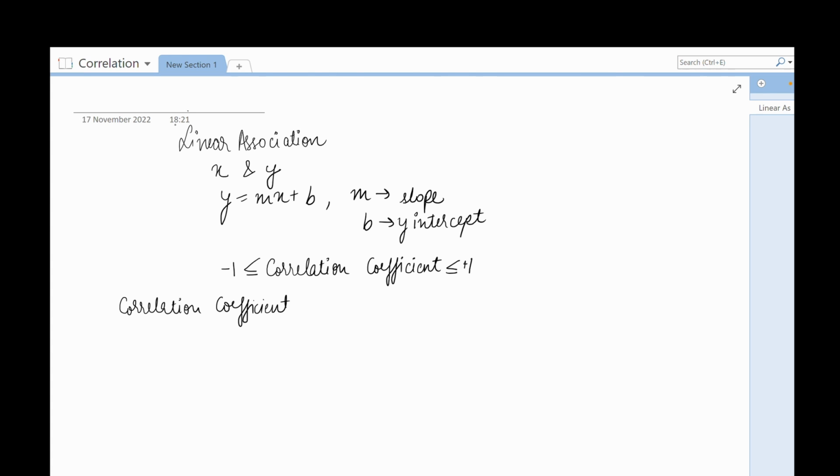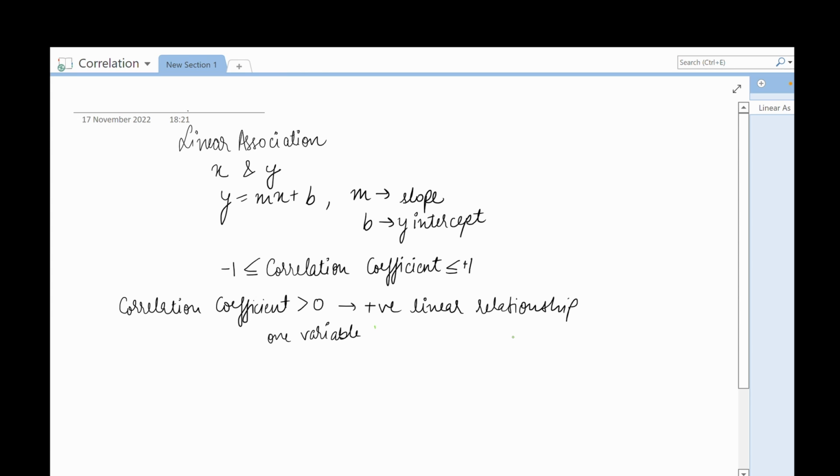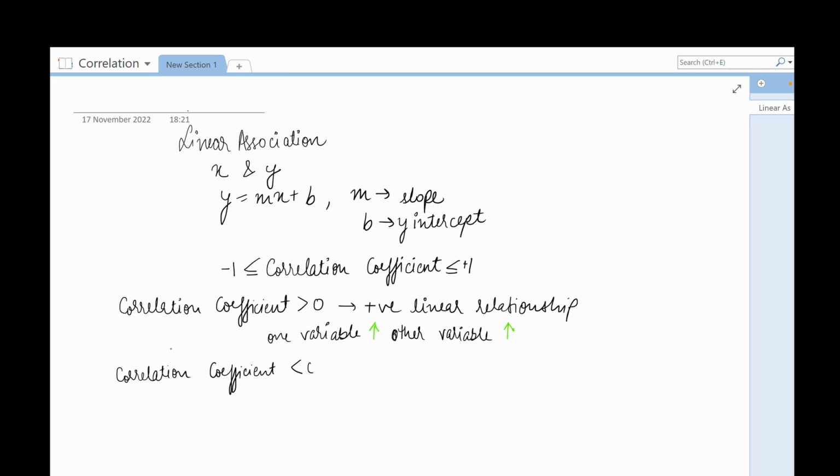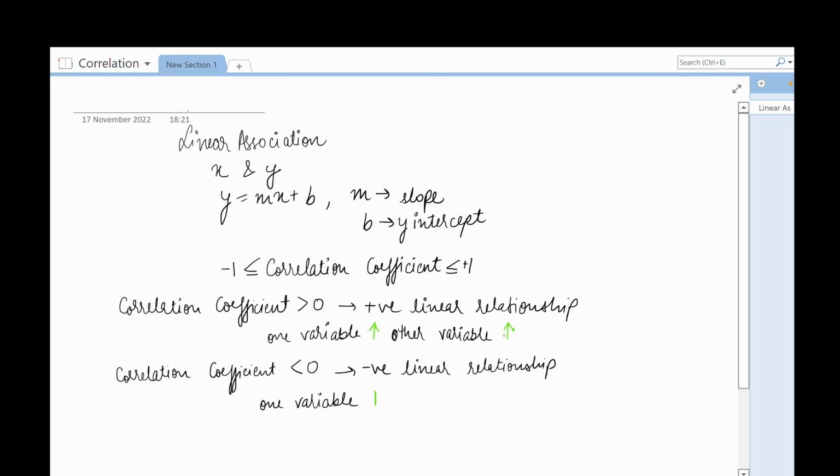If the correlation coefficient is greater than 0, it means there is a positive linear relationship between the two variables such that when one variable increases, the other also increases. If the correlation coefficient is less than 0, it means that there is a negative linear relationship between the two variables such that if one variable increases, the other variable decreases.